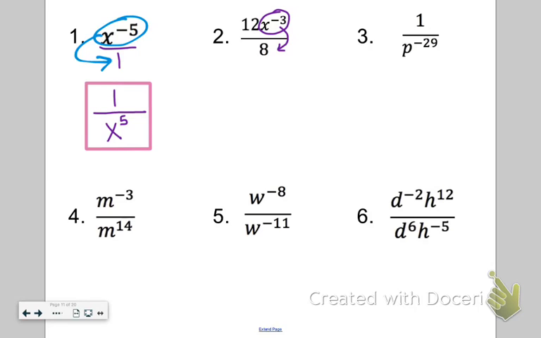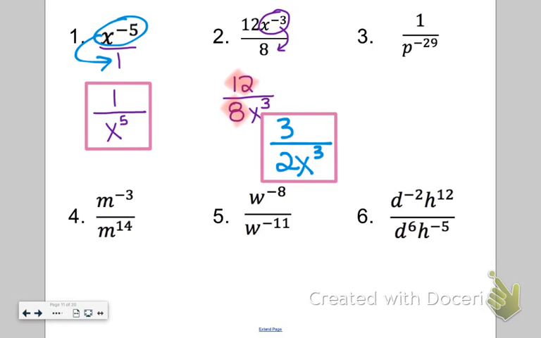Number 2, we've got a negative exponent, so I'm going to circle it and draw an arrow to where it wants to go, the other side of the fraction bar. So I'm going to rewrite it as I see it, and now it's x to the positive third in the denominator. The only thing left to do is to reduce the fraction. 12 over 8 will reduce to 3 over 2. Divide them both by 4.